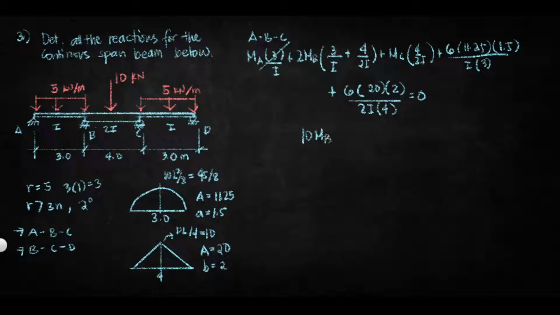MB plus, so we have 2 MC. Bakit 2? Kasi 4 over 2I. Okay, so yung I nito makakancel naman na to. As I explained. Hindi na. No? So 4 over 2 is 2. So 2 MC plus, i-add natin itong dito.